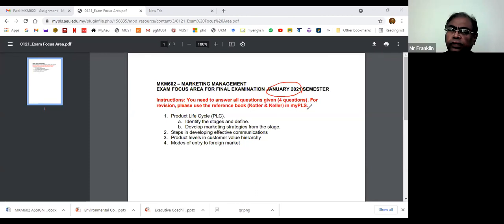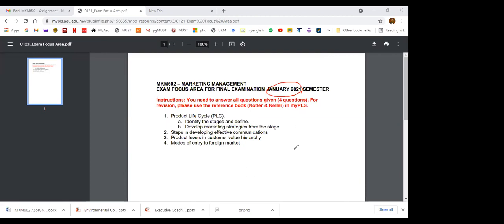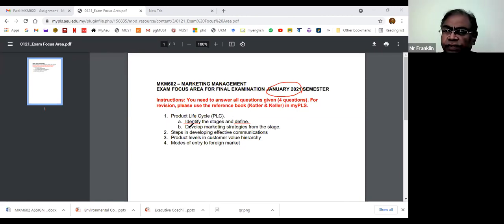It's important that you look at this question. How many parts are there? You need to identify, and then you need to define. Can you all hear me? Yes, sir. You need to identify the stages and then define the stages. Then you will develop the marketing strategies for each stage. What are the marketing strategies for each stage? So this is the question.